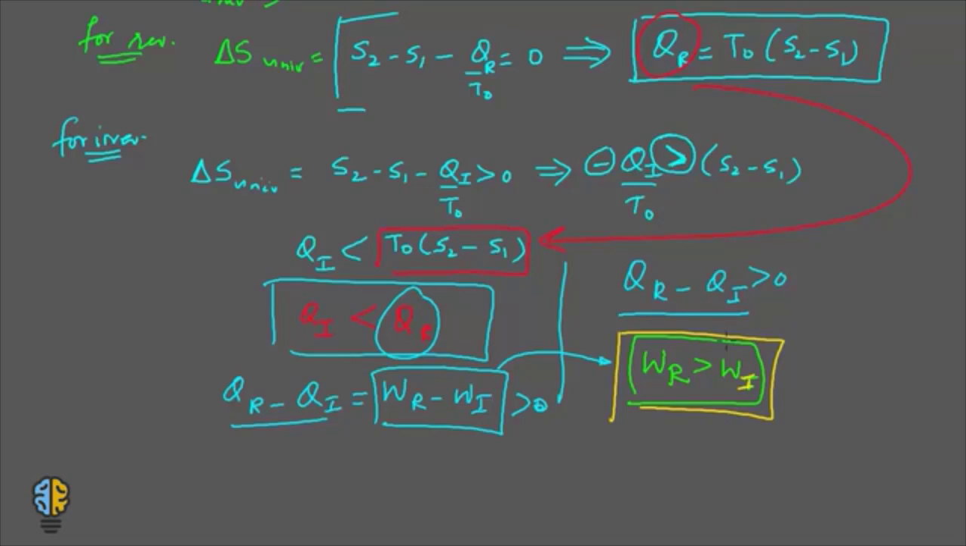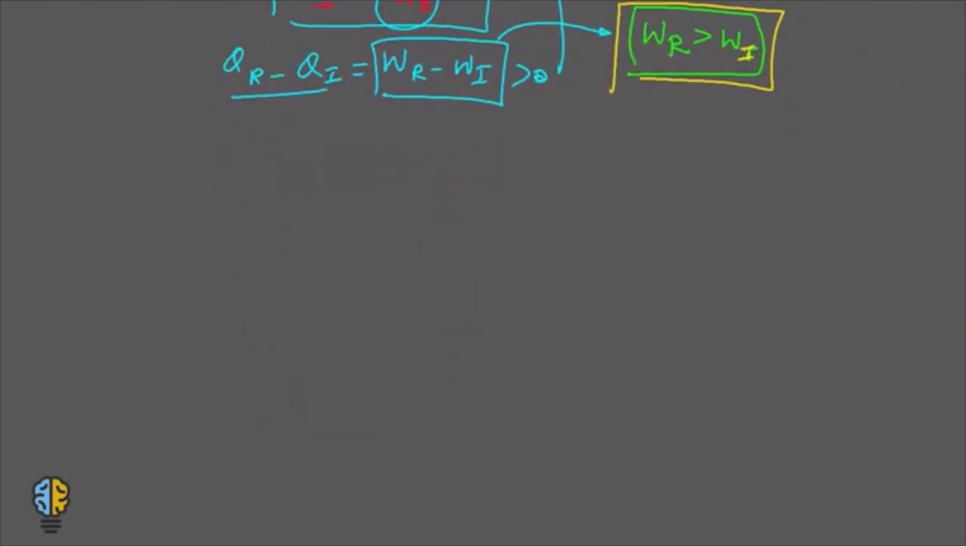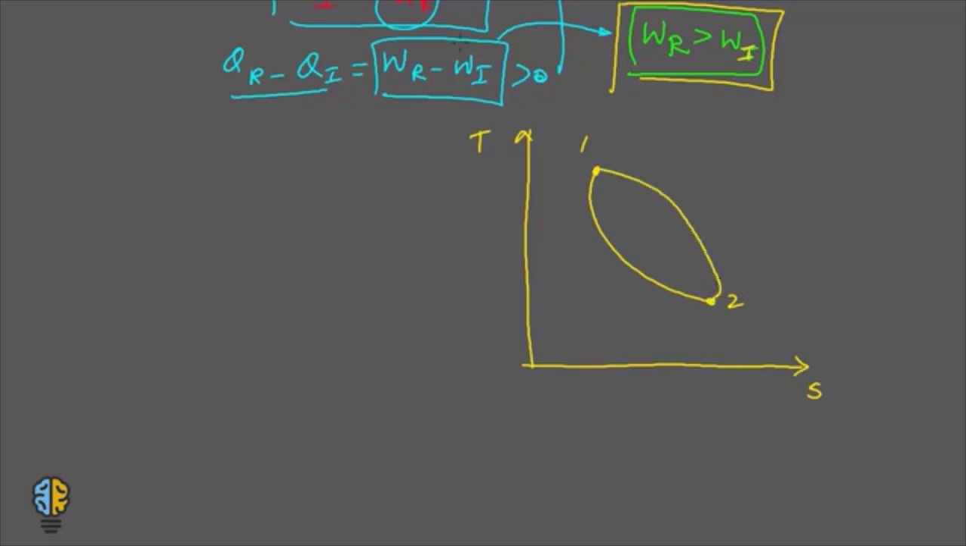Now after this, let's do a very small analysis of the work done in all the reversible processes. For that, let's draw a diagram again. This is a TS plot again, and we'll have two end states, 1 and 2. And we have two reversible paths. This is a reversible path R1 and this is a reversible path R2.